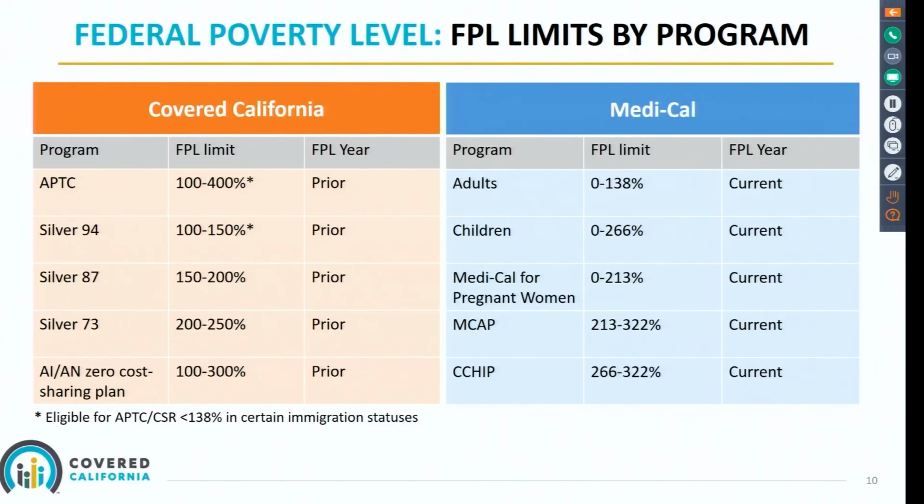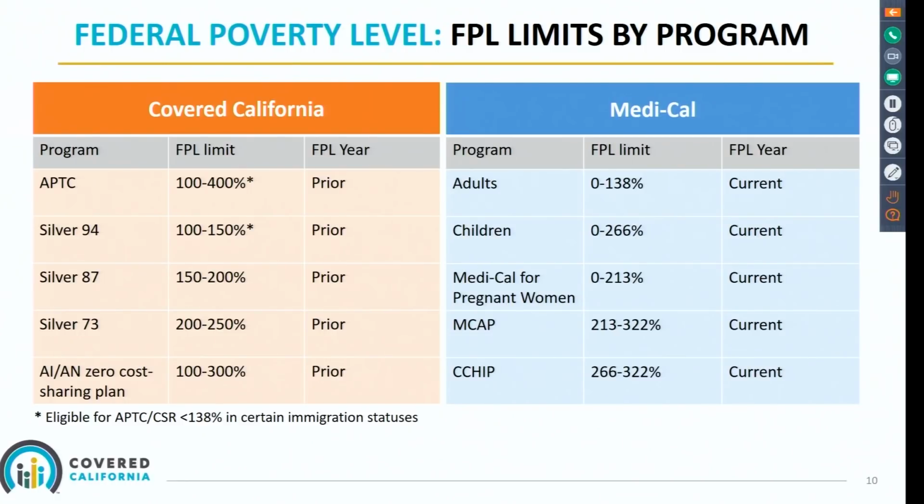Here we have just a review of the specific FPL limits by program. These are all those programs that were listed on earlier slides. So we take our two main programs, Covered California and Medi-Cal. They each have many sub-programs with different associated FPL limits that are assessed by FPLs either of the prior year or the current year, depending on the main program category. So taking the Covered California side, we see that the APTC program, you have to fall between FPL 100 and 400%. We assess eligibility using prior year FPL.